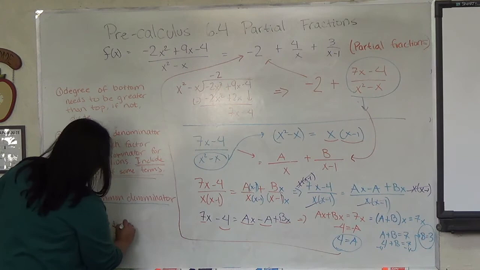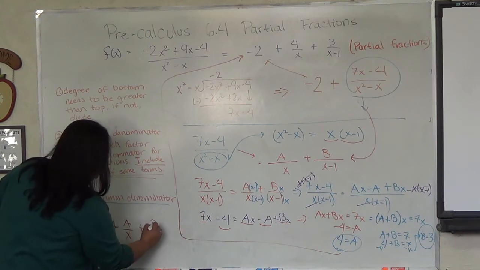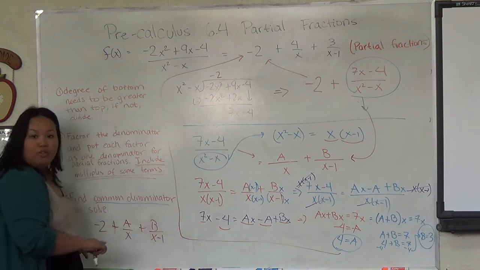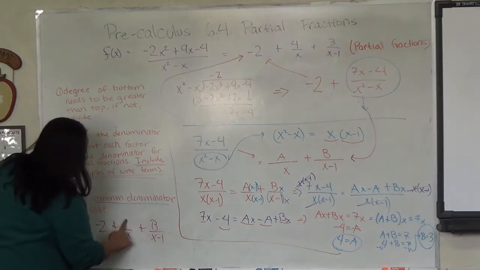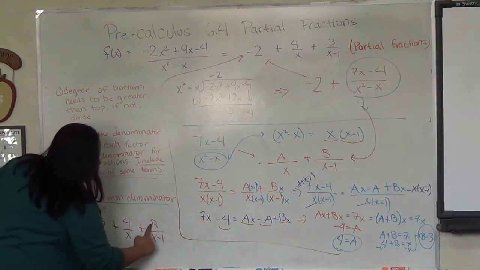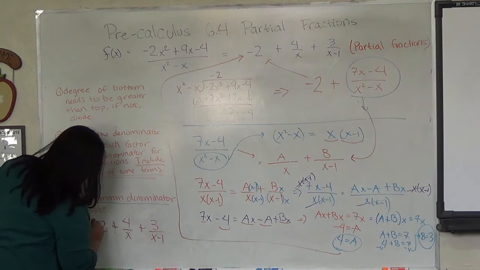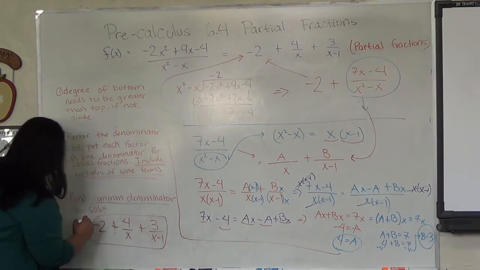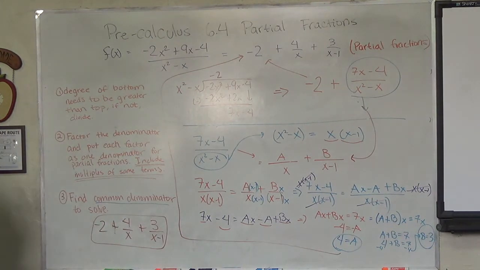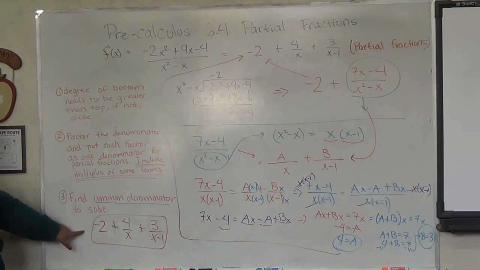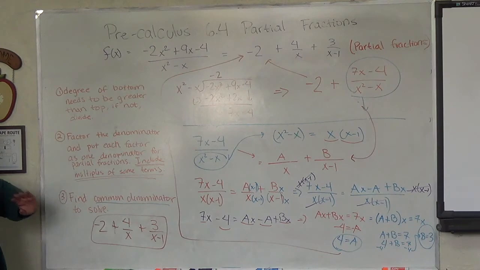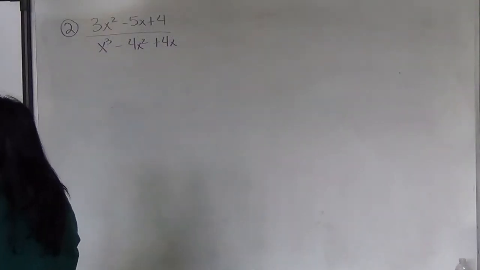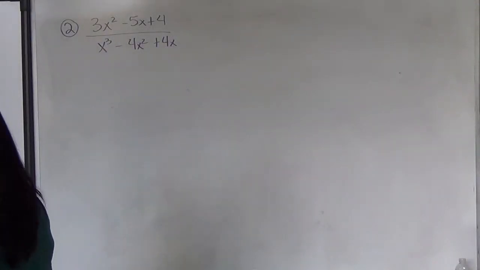Plus a over x plus b over x minus 1, right? And I found a, which is 4, and b, which is 3. You with me? Yes. So this is called a decomposed fraction. The degree is always the exponent, the biggest exponent you have.